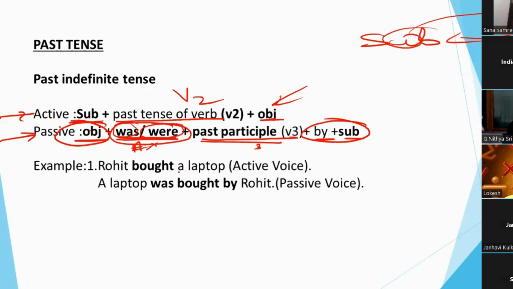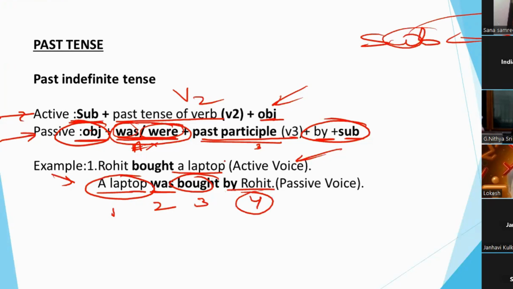Rohit bought a laptop. What is the tense of this active voice? Simple past tense. So now when you change that into the passive voice, it becomes a laptop. As it is singular, use was. A laptop was again bought by Rohit. Rule number 3, and this is our rule number 4. Clear, everyone?